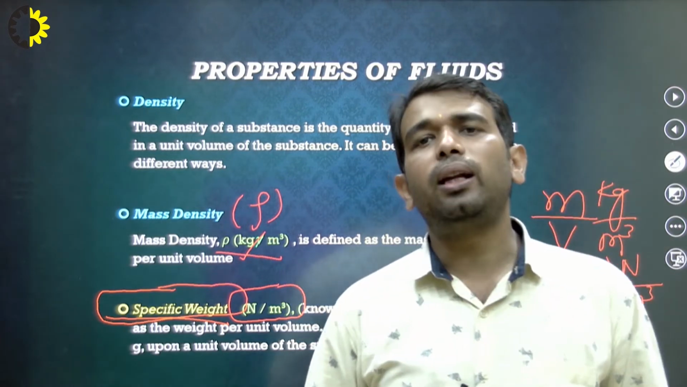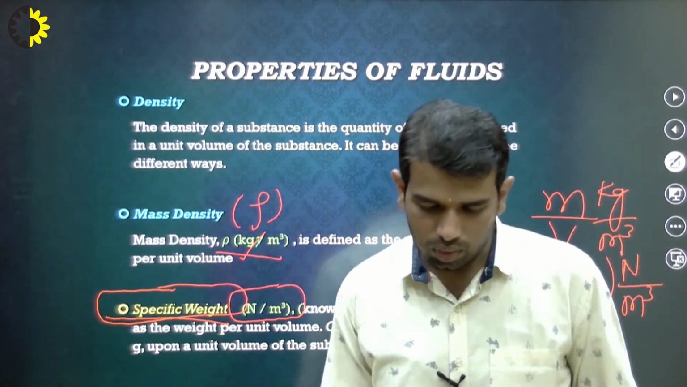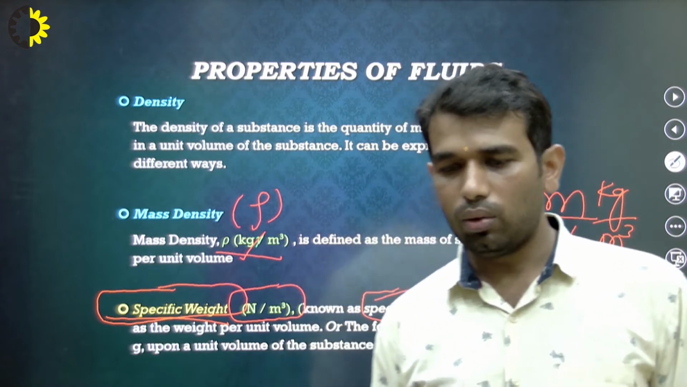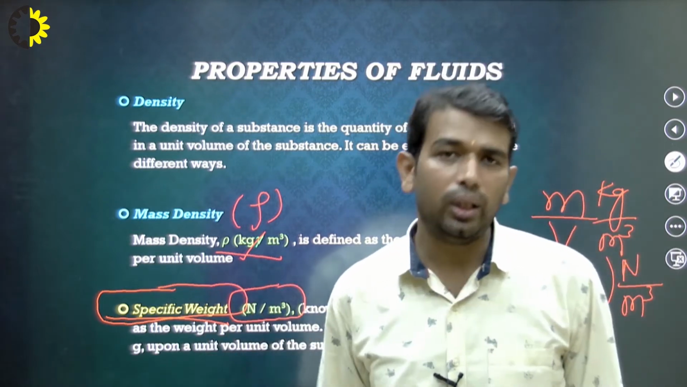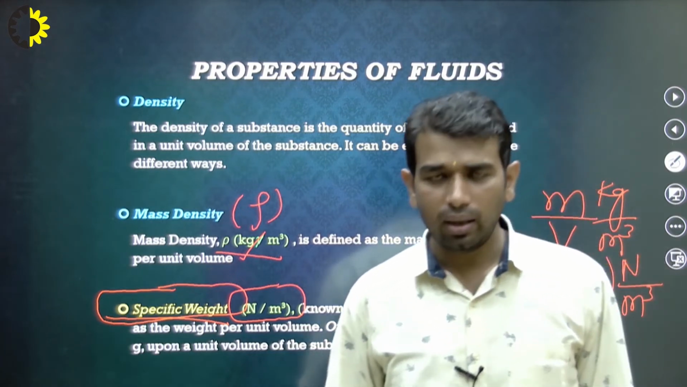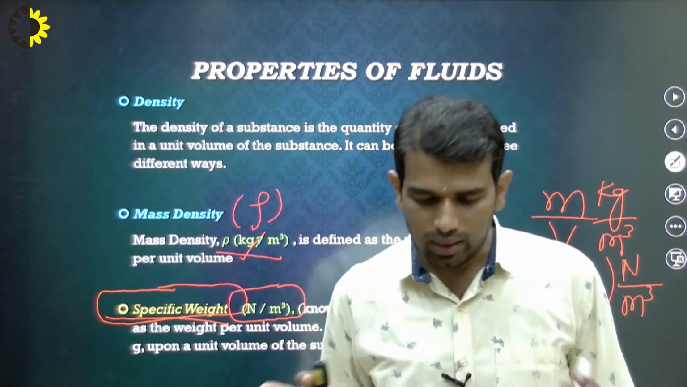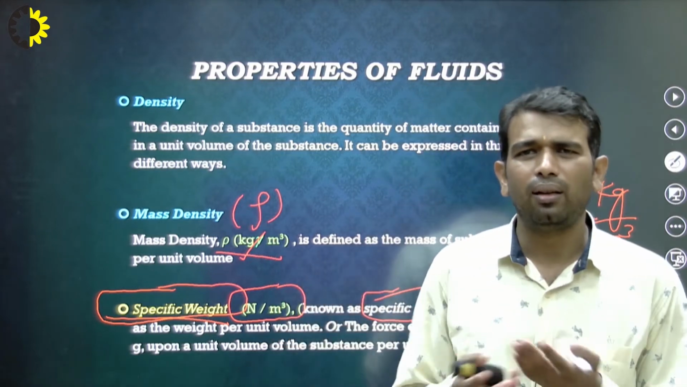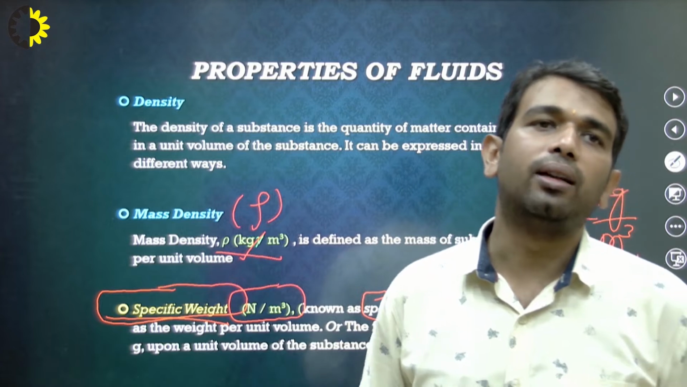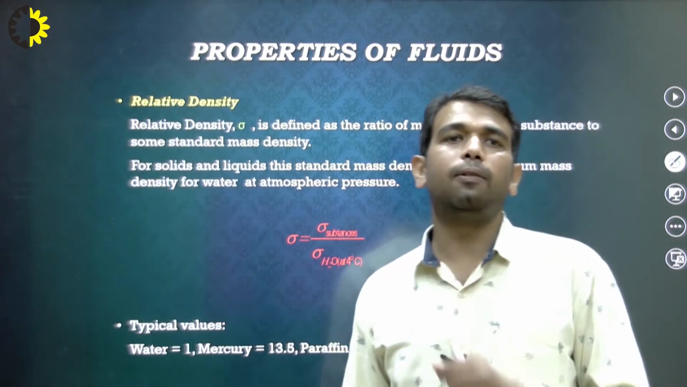Specific weight is a very common term we use in fluid mechanics, because here gravity again plays a role in any movement in the fluid. So very often we use the term specific weight instead of weight density, to avoid confusion. The generic term density is any substance per unit volume. The next property is relative density.